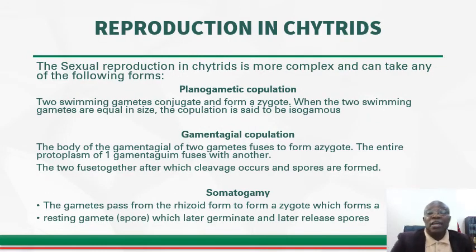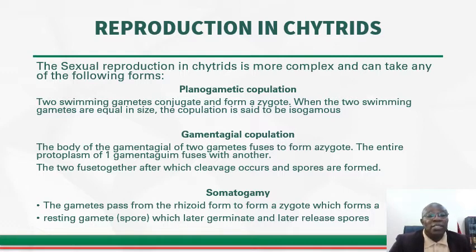Then how do they carry out their reproduction? That is reproduction in chytrids. They carry out sexual reproduction, but it is very complex, and it can take some forms, which include planogametic copulation, whereby two swimming gametes conjugate and form a zygote.